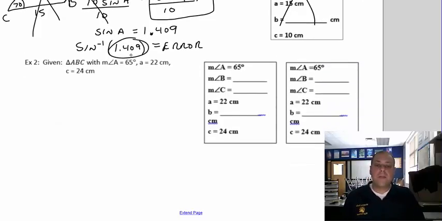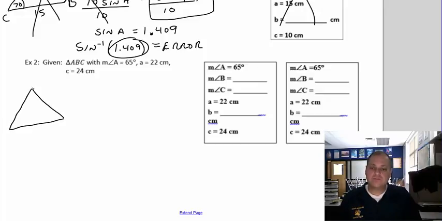So now number 2 is going to be the other extreme. There's actually going to be 2 possibilities. So I'm going to start off with my acute one. Angle A is 65. Let's put that there. And then this could be BC. A is 22. That's going to be right here. It's opposite of angle A. And then C is 24. That's opposite of angle C.